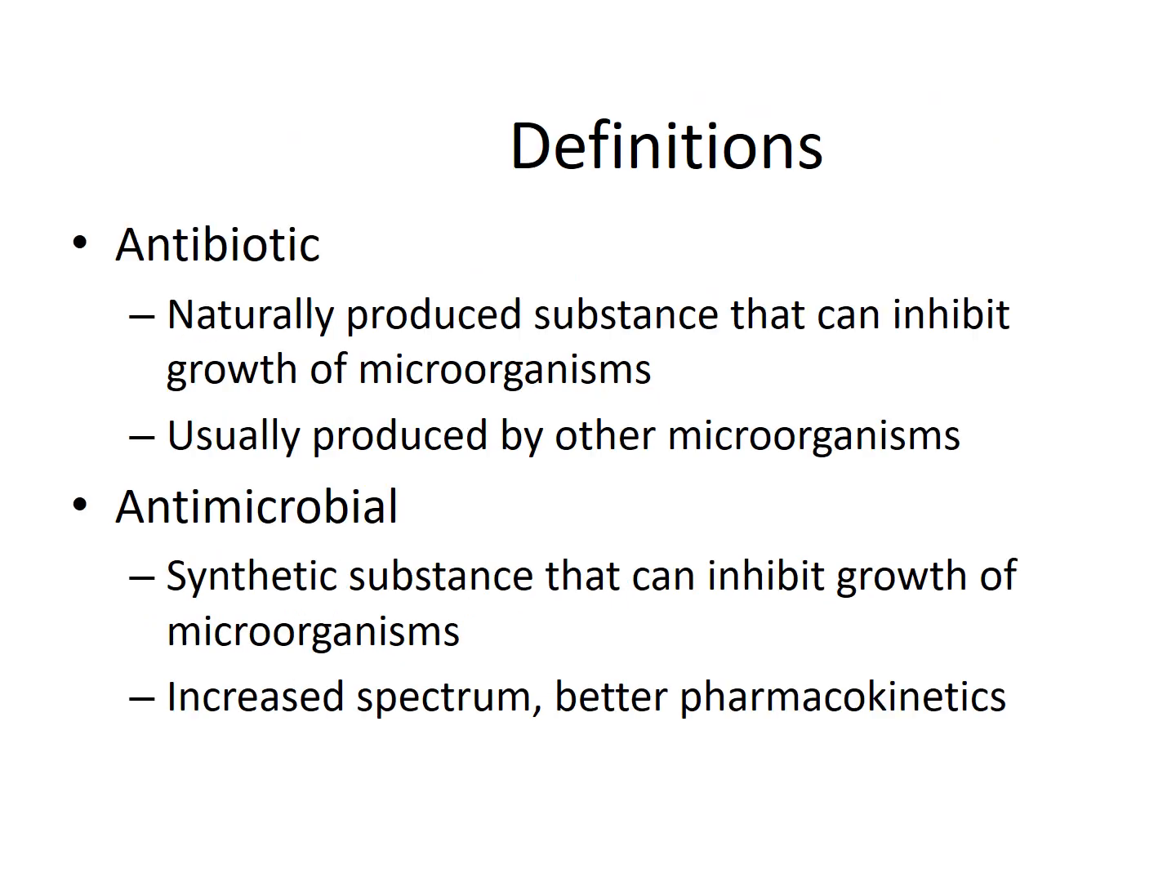Right, so what is antibiotics? Antibiotic can be defined as naturally produced substance that can inhibit growth of microorganisms. It is usually produced by other microorganisms. Antimicrobial, on the other hand, is synthetic substance that can inhibit growth of microorganisms. It has increased spectrum and better pharmacokinetics.